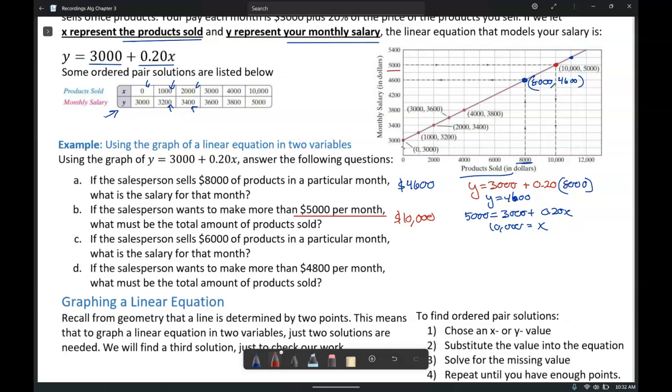So continuing looking at our graph, if the salesperson sells $6,000 of product, how much would they earn? So $6,000 in product sold equates to $4,200 in revenue earned. So they would earn $4,200. And then last but not least, if they wanted to make $4,800, that's going to be this point right here. $4,800 corresponds to an X value of 9,000, so they would need to sell $9,000.